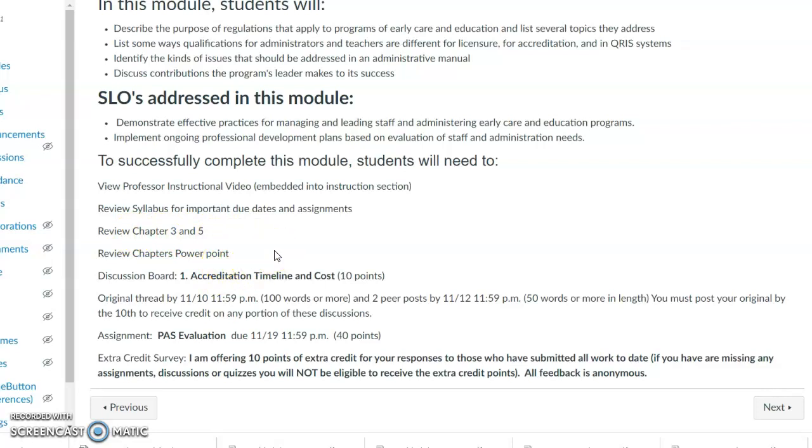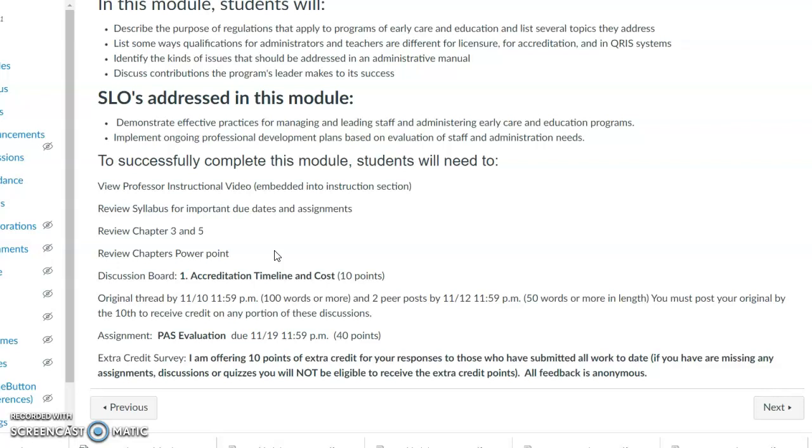Your discussion board this week is accreditation timeline and cost. We talked a little bit about NACCE last time we met, the high cost of the NACCE accreditation versus QRS through the state, which is a quality rating system through the state of California. Your original thread is due by Wednesday, the 10th of November, and your 2 peer posts are due by Friday, the 12th of November. Again, all 3 must be submitted on different days.